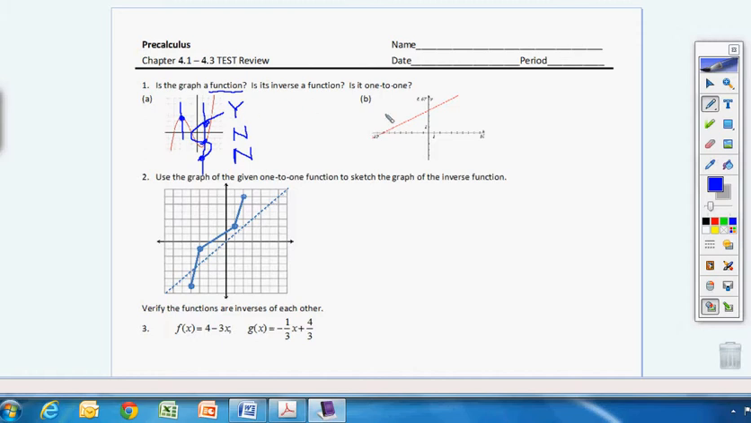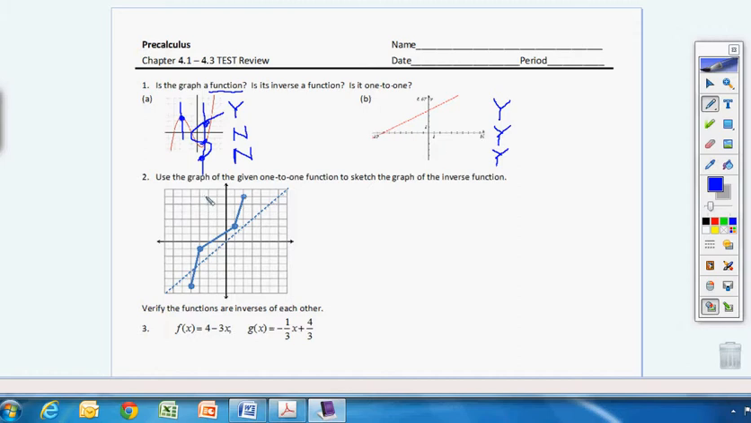Right? And then if we look at B, here's a line. Yes, that will definitely pass the vertical line test. If I was to draw the inverse, yes, the inverse is also a function. It's just going to flip on the y equals x axis. And so yes, it is one-to-one because it is a function and its inverse is a function.